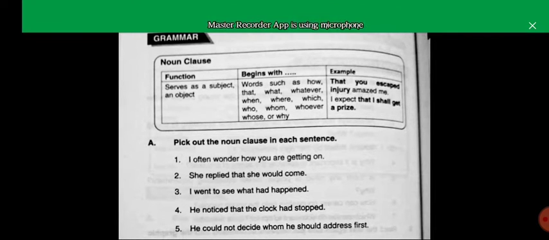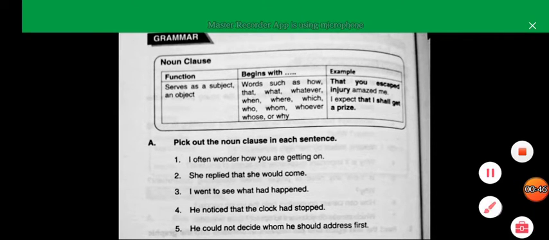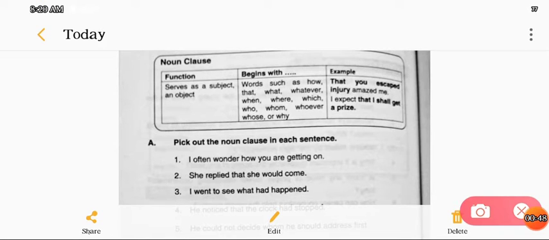Here we have some sentences. We have to pick out the noun clause in each sentence. First one is: I often wonder how you are getting on. Here, how you are getting on is a noun clause. What is the reason behind this? Because it starts with how, and after it comes you. You is a subject, and after the subject you are describing the subject. So that's why this is a noun clause.